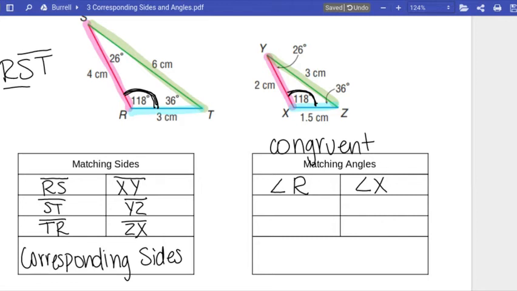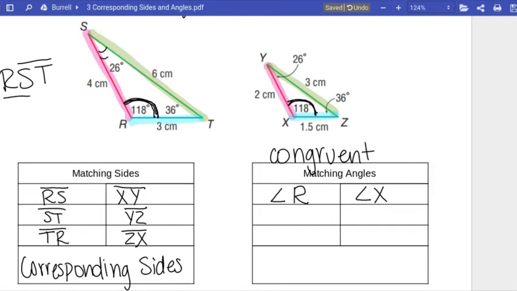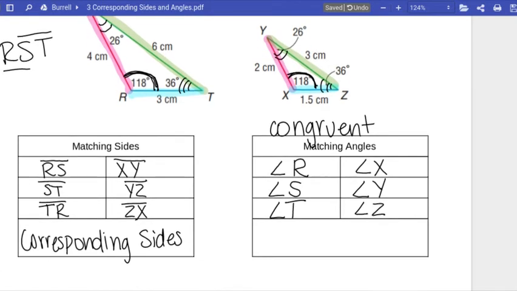Continuing on, my next one is angle S. Here I have angle S, and angle S is 26 degrees. So angle S corresponds to, or matches, angle Y, which is also 26 degrees. And then finally, I have angle T, which is 36 degrees, and angle T corresponds to angle Z, which is also 36 degrees. And we would say that these are corresponding angles.